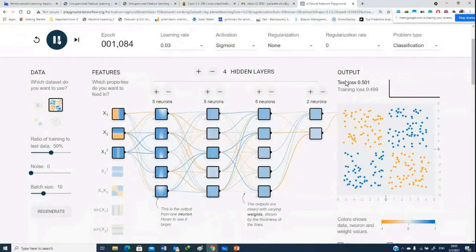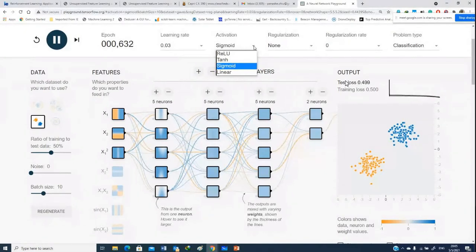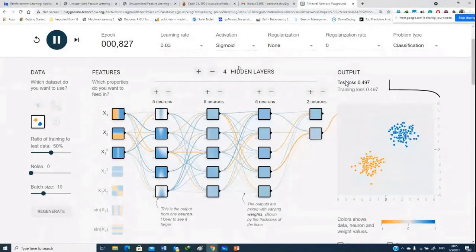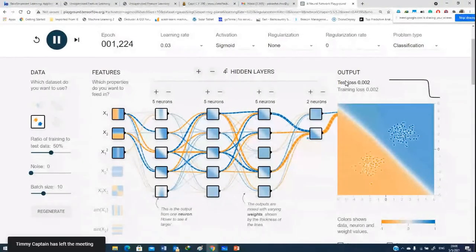Yeah, this takes longer to train. So let's try a different data set. Let's see. Yeah, so can you see it has clearly separated the two classes.